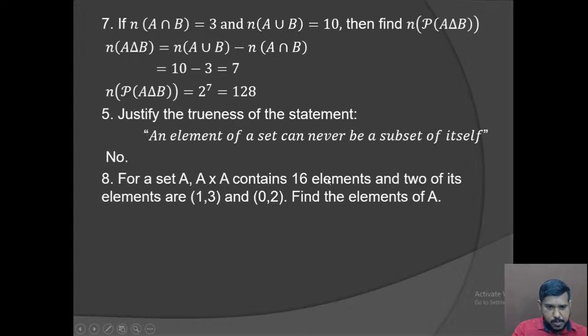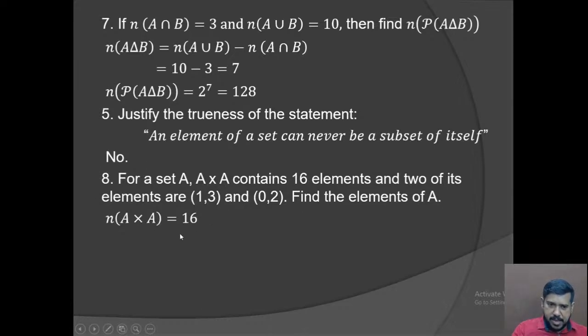Now coming to the next problem. For a set A, A cross A contains 16 elements and 2 of the elements of A cross A are given here. Find the elements of A. Right. Now first we have to find how many elements are there in A. So first keep in mind that it is given that A cross A contains 16 elements. It means n of A cross A is equal to 16.